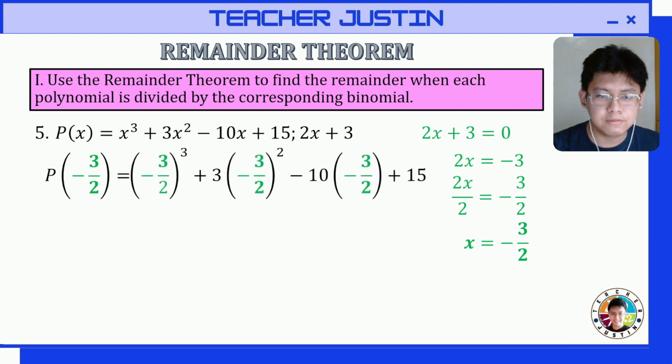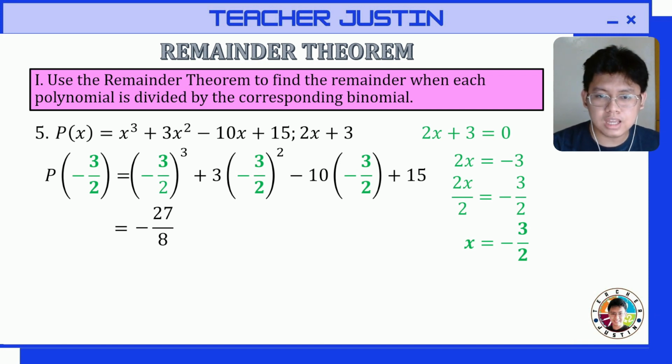So, we will have negative 3 over 2 cubed plus 3 times the square of negative 3 over 2 minus 10 times negative 3 over 2 plus 15. Now, let's simplify each term. So, we have negative 3 over 2 cubed will be negative 27 over 8.